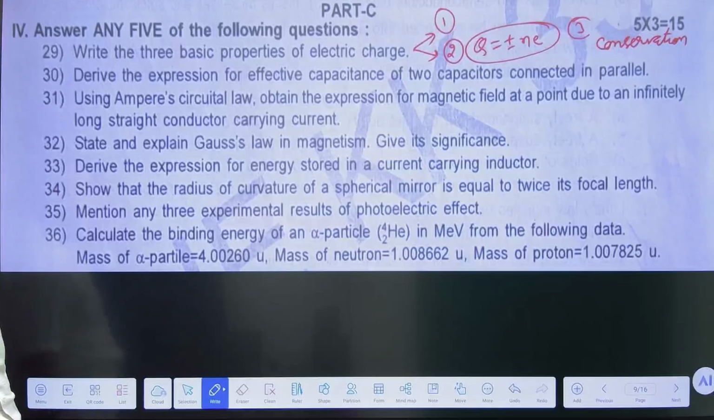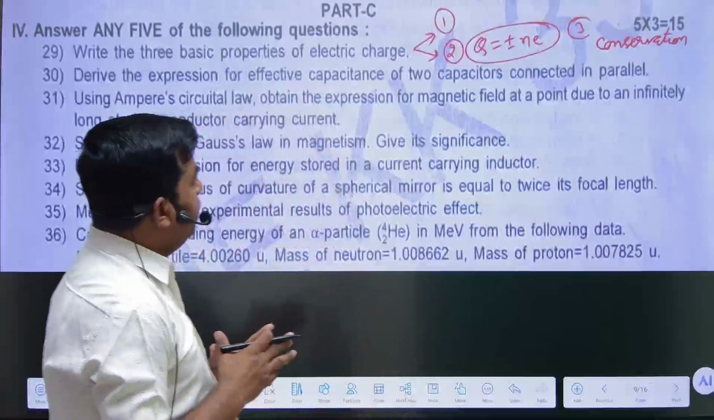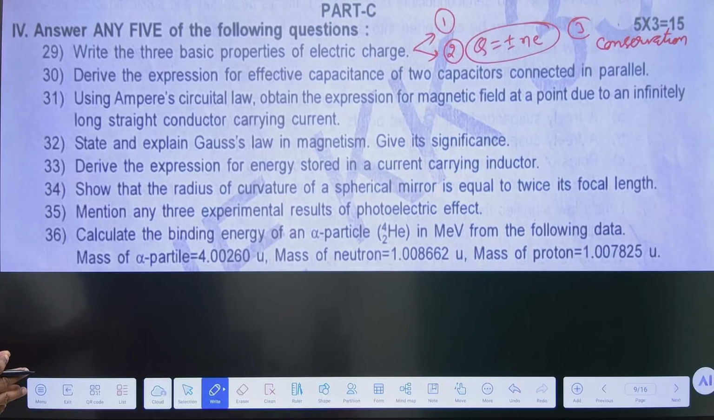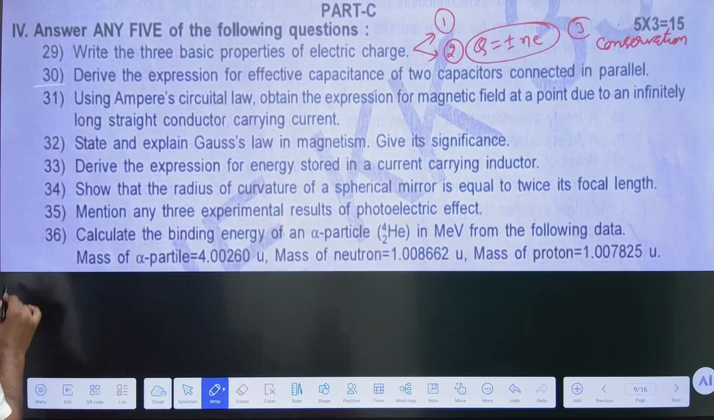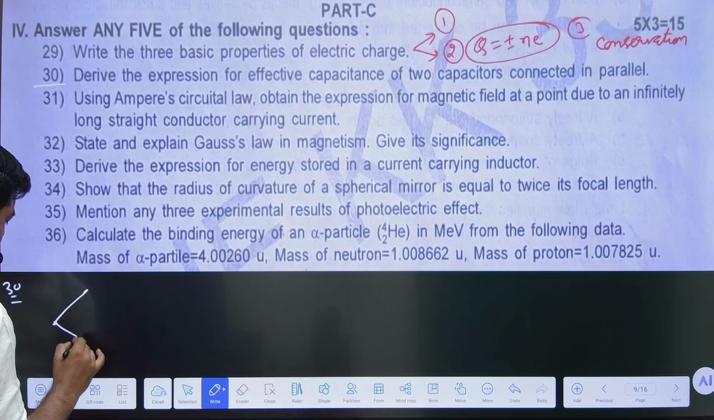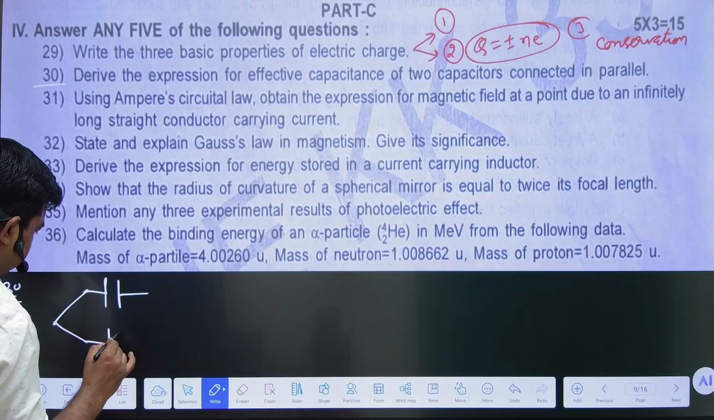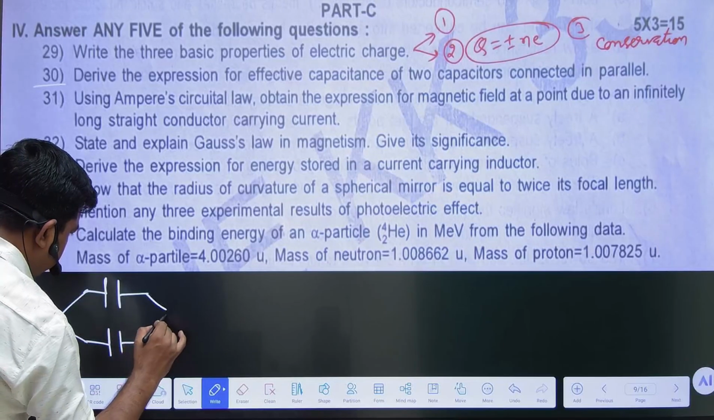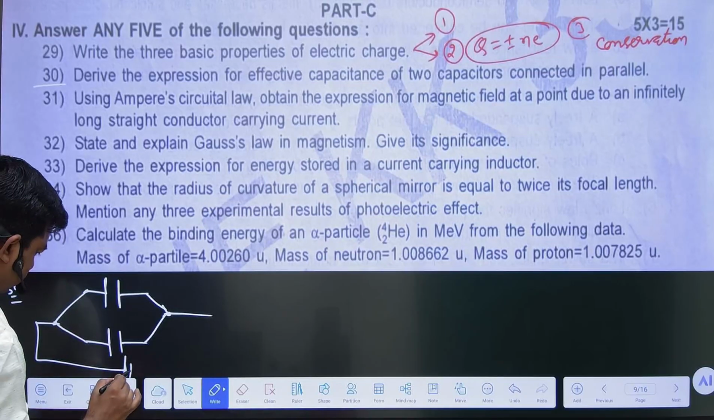Next one is: derive the expression for effective capacitance of two capacitors connected in parallel. So we write here, this is question number 30. Let me consider that these are the two capacitors connected in parallel across a V voltage source. First one is this and second one is this. This is the voltage source.